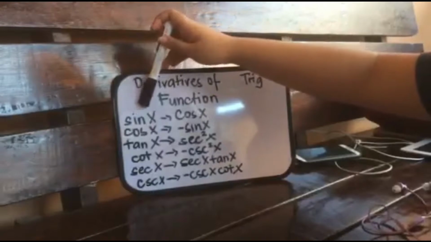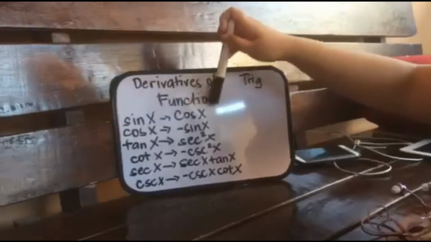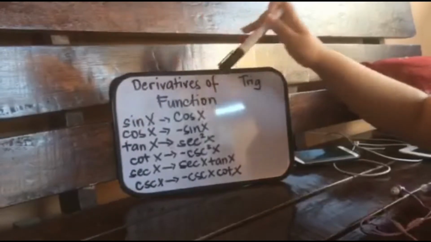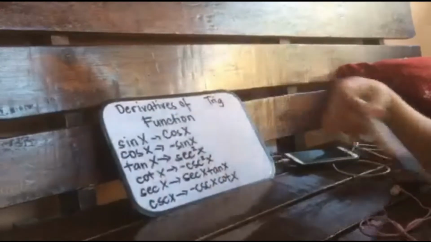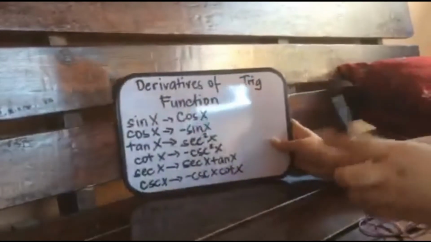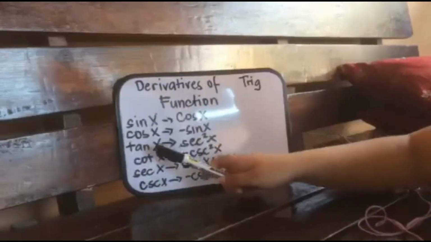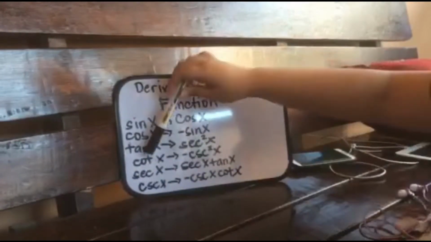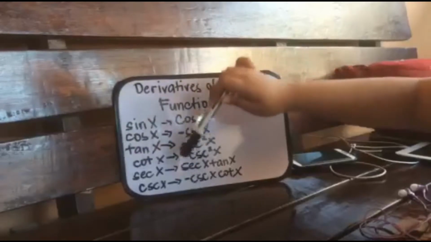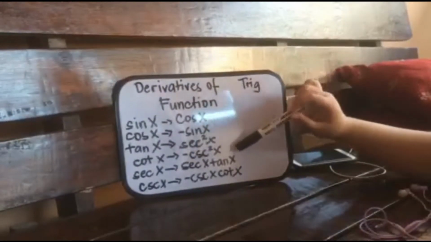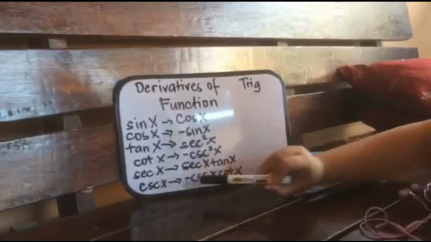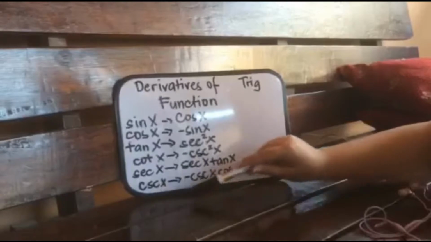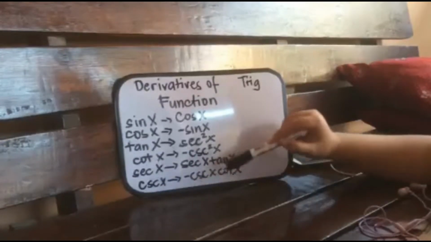So, for sine x, pag dinerivative mo siya, it will be equal to cosine x. And for cosine x naman, pag dinerivative mo siya, it will be equal to negative sine x. So, for tangent x naman, pag dinerivative mo siya, it will be equal to secant squared x. And for cotangent x, it will be equal to negative cosecant squared x, and for secant x, it will be equal to secant x tangent x, and for cosecant x, it will be equal to negative cosecant x cotangent x.